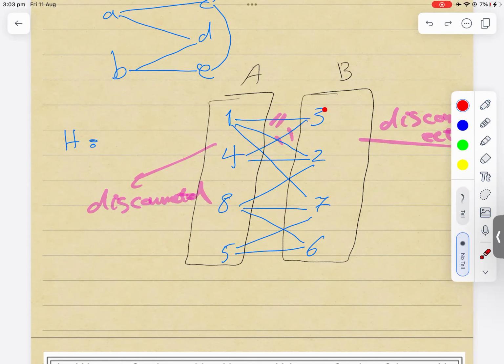So 4 here. And if I have 4 vertices, for each of them 4, 4, 4, 4. So totally I will have 16 edges.